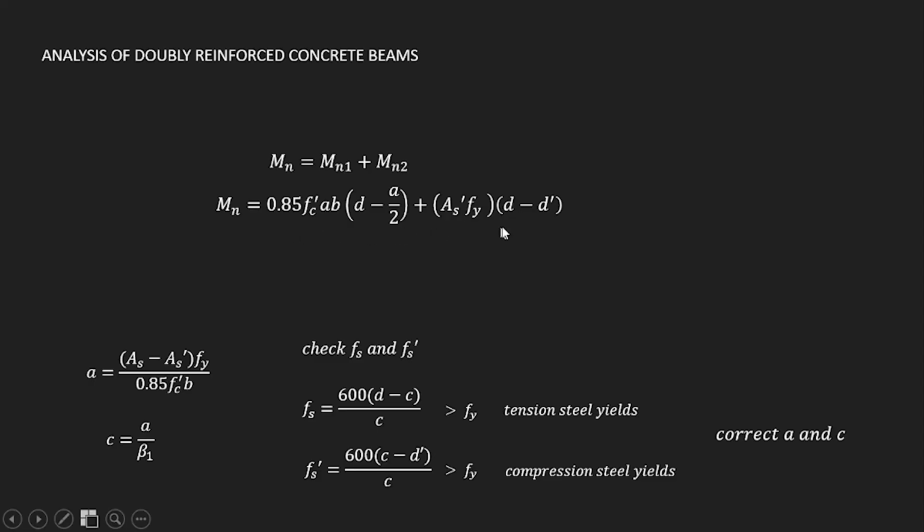We use this formula only if our tension steel and compression steel yield, so Fs and Fs prime are greater than Fy. We always need to check that so that we automatically know which formula to use.